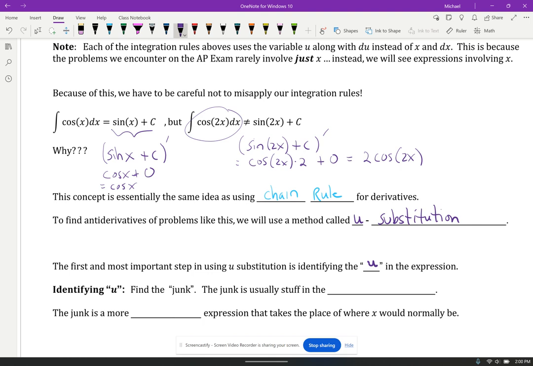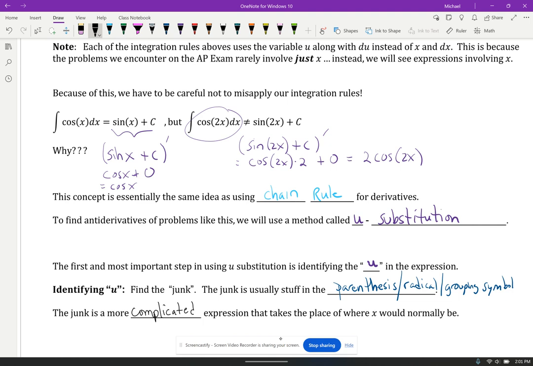Identifying the u really just means we're looking for that inner function. Brian calls it the junk. The junk is usually stuff that's inside of the parentheses, or a radical, or any grouping symbol, really. It's the inner function. Grouping symbol would be something like this, or anything where I have an inside. That's probably my junk. That's probably going to be my u expression. The junk is more of a complicated expression, I guess, that we are trying to make less complicated.